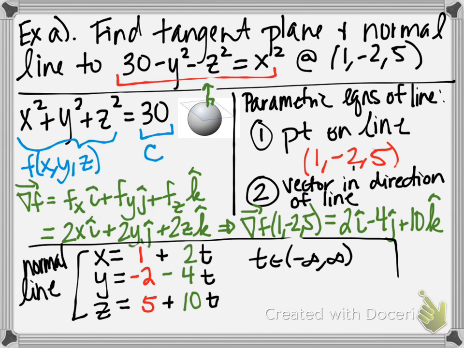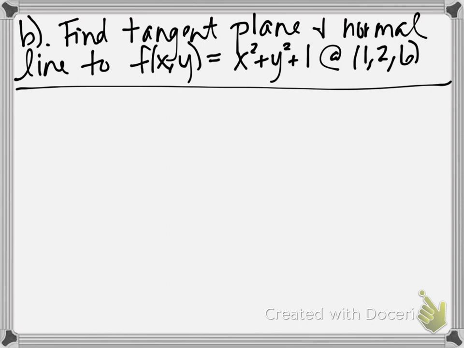Now I want to move on to part B. So based on what we just did, I want you to take a second, put it on pause, and see if you can find the tangent plane and the normal line to this surface.